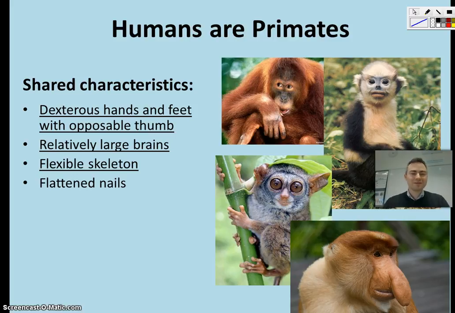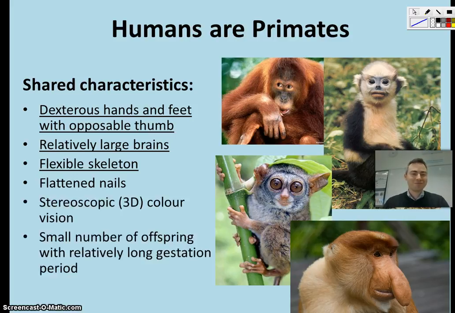I've included some other ones here just because why not? We've got flattened nails. Primates don't have claws. We've got flat nails on our fingers. We've got stereoscopic 3D color vision. Wow, coming right at you. Which of course is going to help us with depth perception and detecting things in our environment.